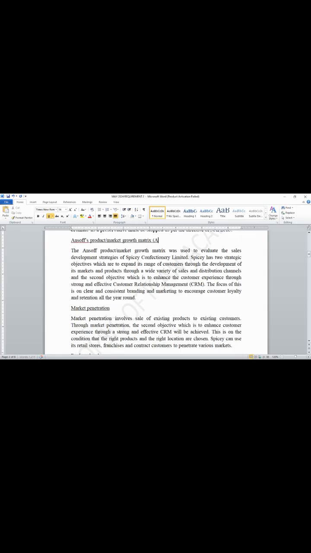This one is in Appendix 3. So the Ansoff product matrix was used to evaluate the sales. This is what they asked us to do. The two strategic objectives were, first, to expand the range of customers through development of market and product, through a wide range of sales and distribution channels. And the second was to enhance customer experience through CRM.